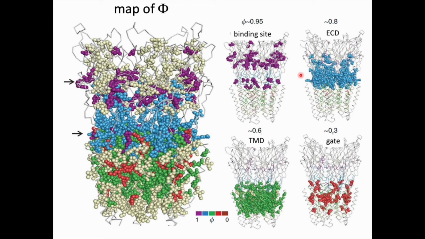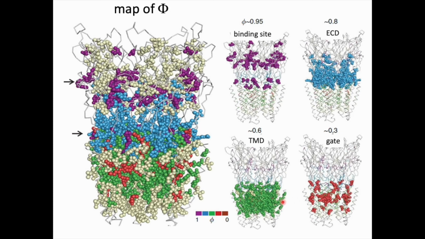The blue balls, which represent the phi values of 0.78, are in the extracellular domain. There are none in the transmembrane domain. The green balls are all in the transmembrane domain. There are none in the extracellular domain. And the red balls are mostly around the gate region in the equator of the transmembrane domain, but there are some spread across, and I'll mention what that spread might be due to.